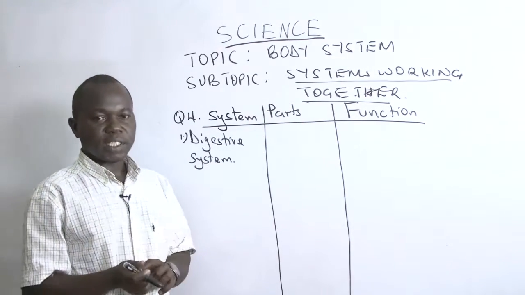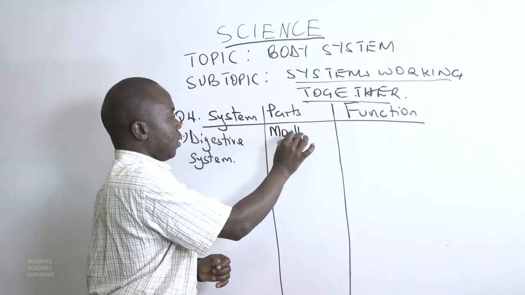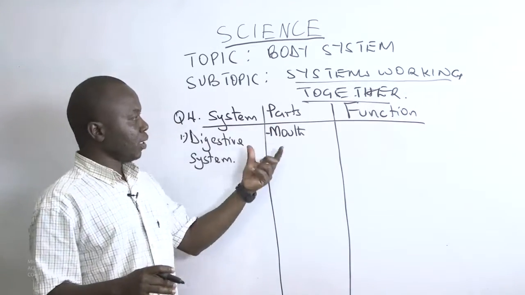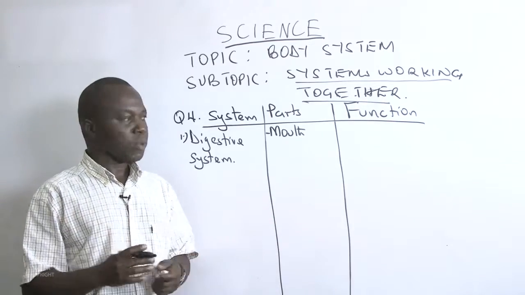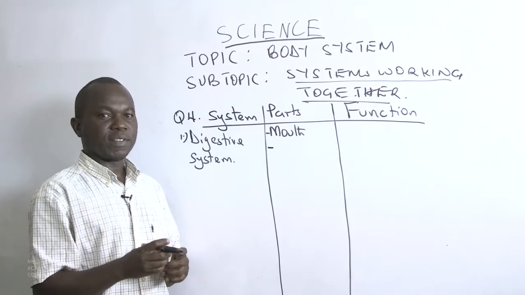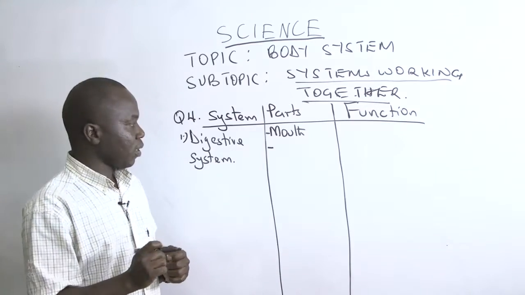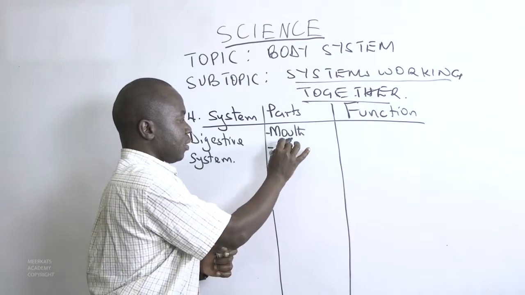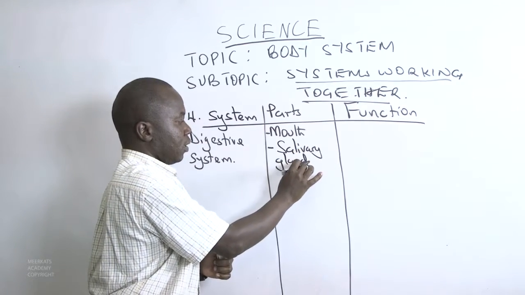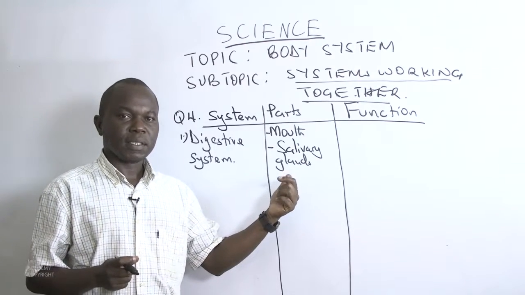The major parts of the digestive system, we have the mouth. You can write with me if you have a paper. You can also make a table, and then we go through together. Inside the mouth, we have some glands. You can remember the glands. They were called salivary glands. As a reminder, salivary glands secrete saliva.